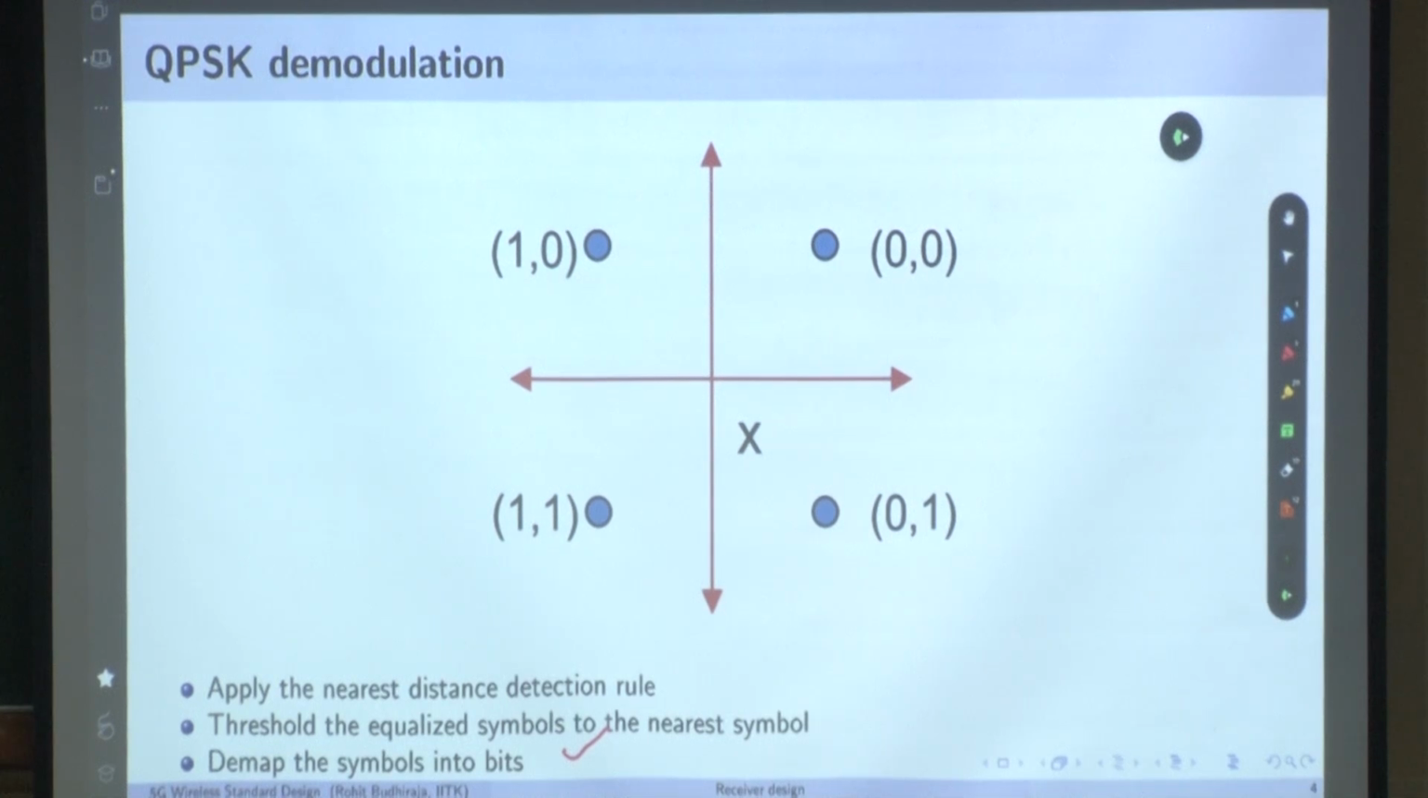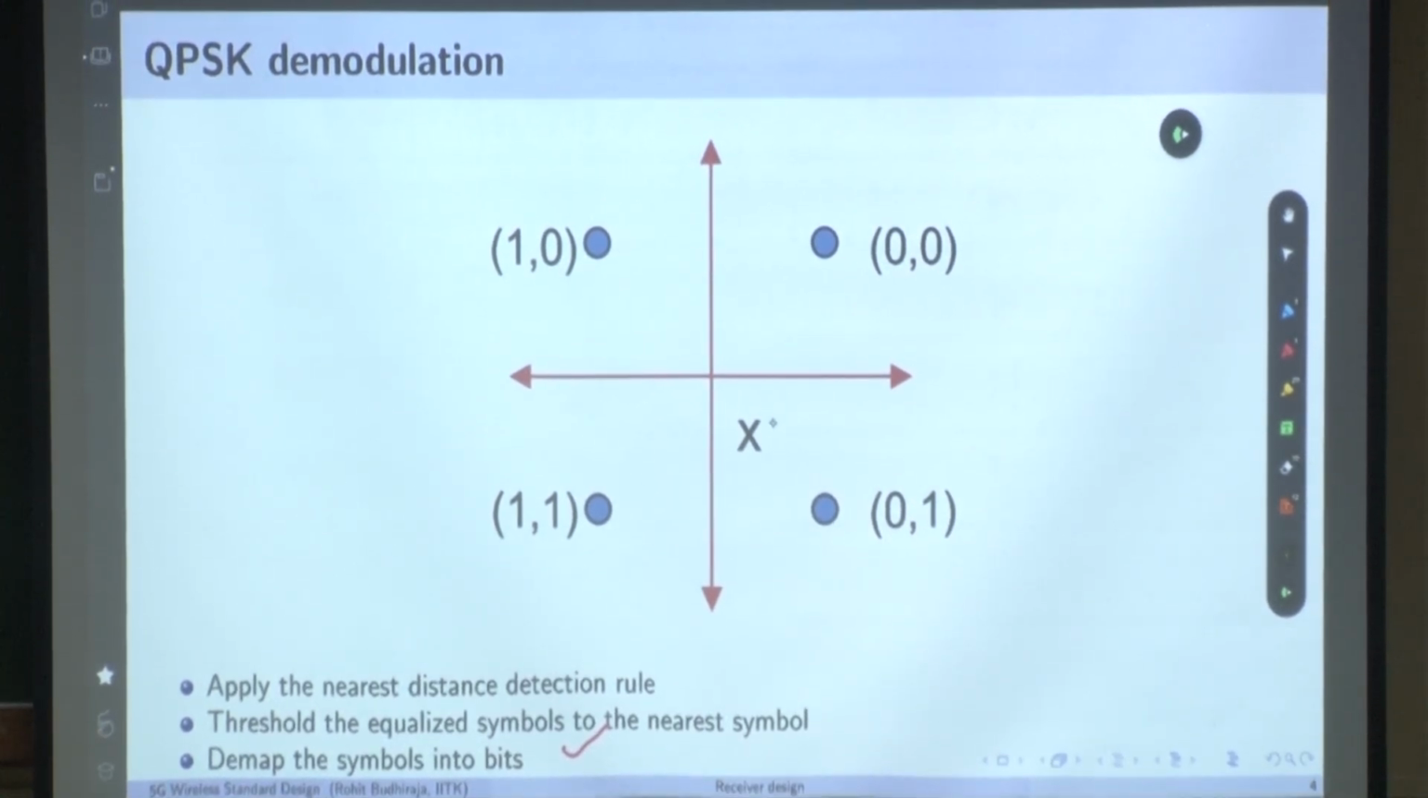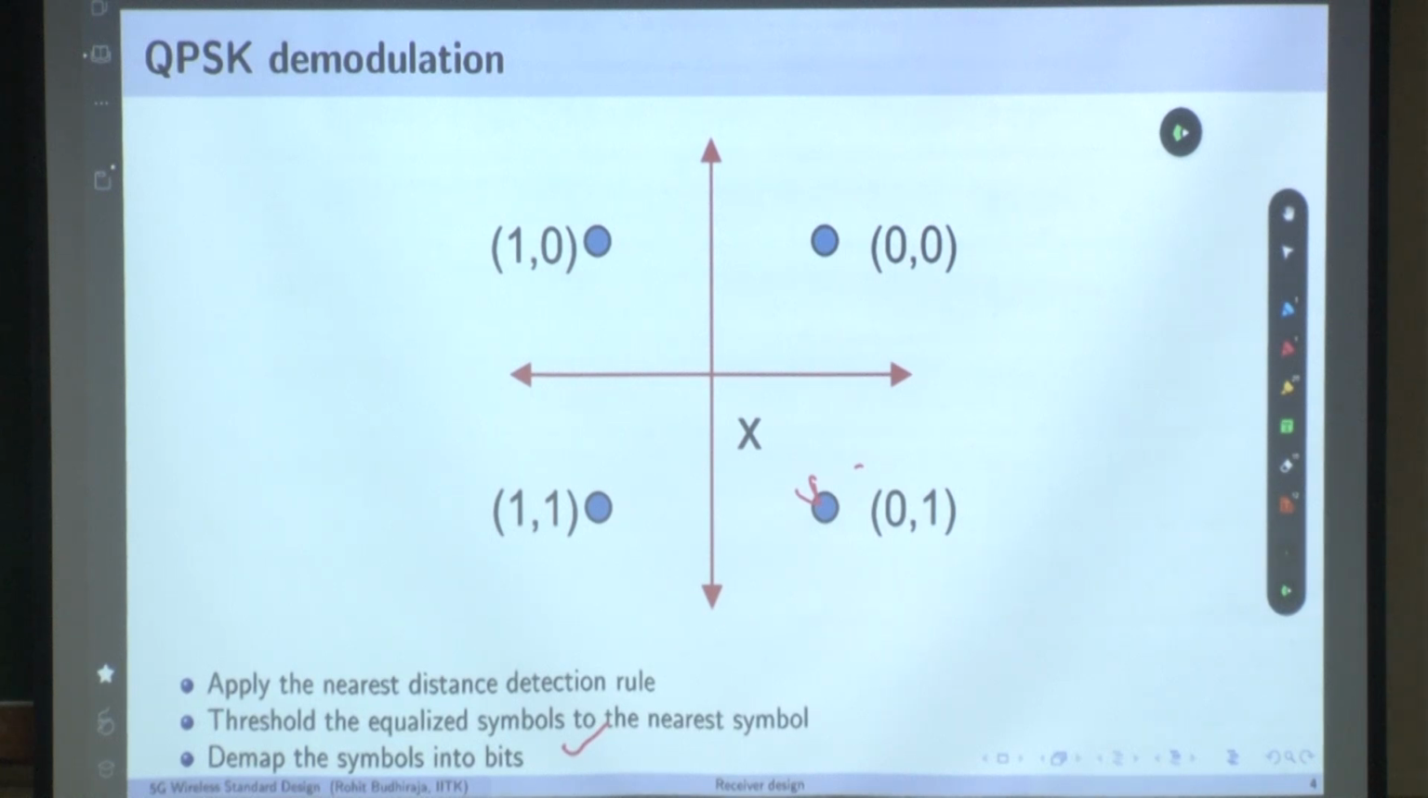Okay, what we are doing here is we receive this point and we threshold it, declaring that this was the point which was transmitted. We are deciding at this stage itself. This is called hard decision decoding.